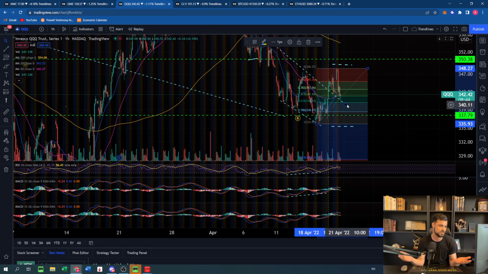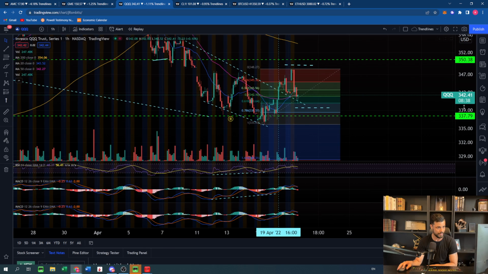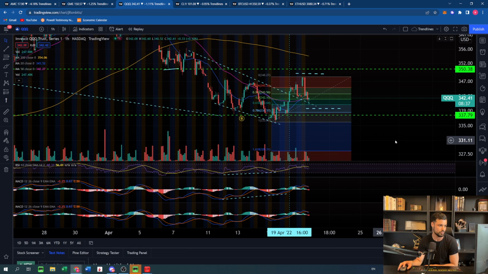So I'm totally fine with getting stopped in this area. Personally, this is what I've been doing for many years, and I think that this is the right way to trade. Of course, sometimes it works, sometimes it doesn't. But here, this is what I'm going to do. I'm going to lift my stop loss from 335 to here, and I'm going to announce it in my Discord.